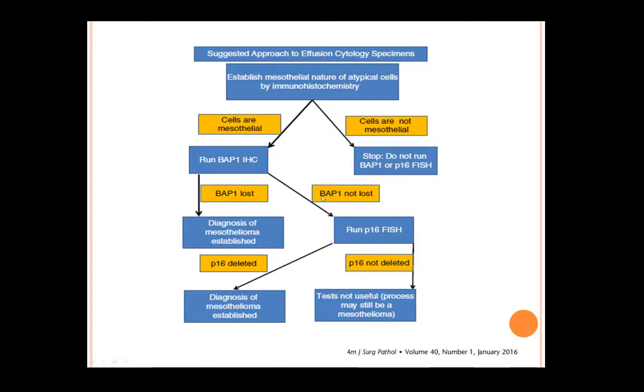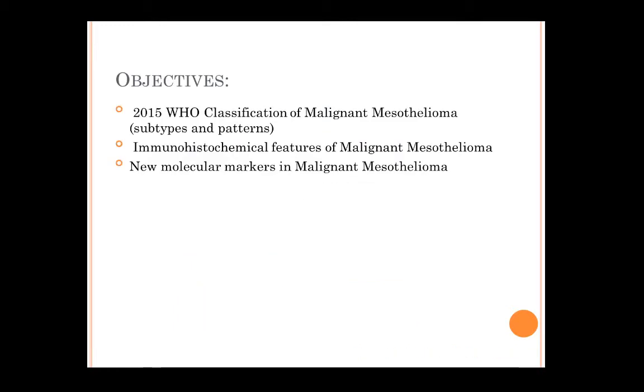However, if it was not positive for BAP1 loss, the next step is to run P16 FISH, and if P16 deletion was detected by FISH, again the diagnosis of mesothelioma is confirmed, and if it was not detected, still the diagnosis is not excluded, and the patients need to be followed or go under further biopsies.